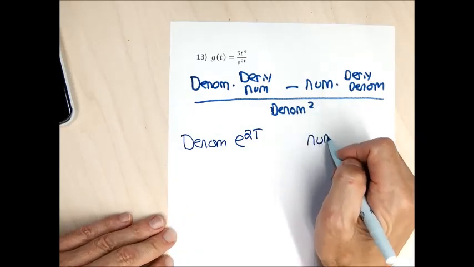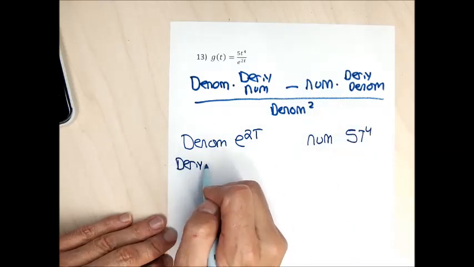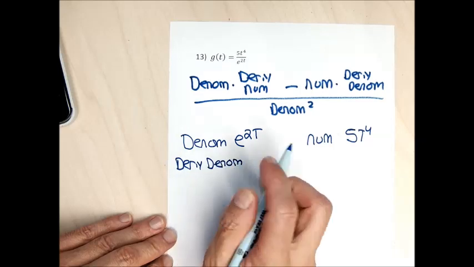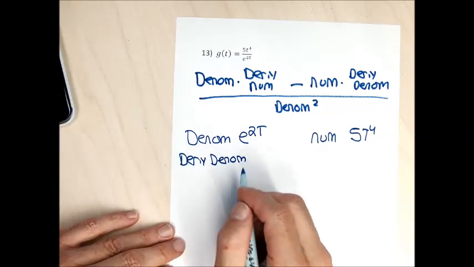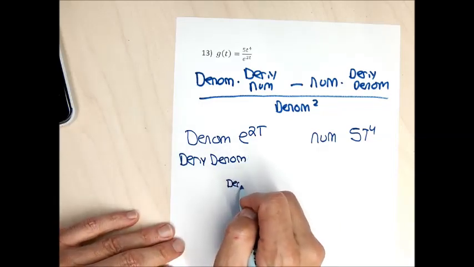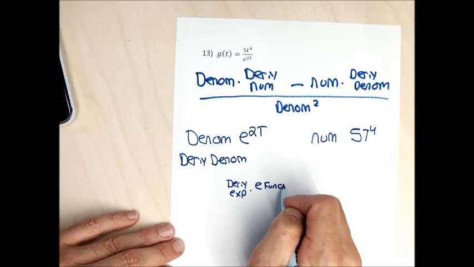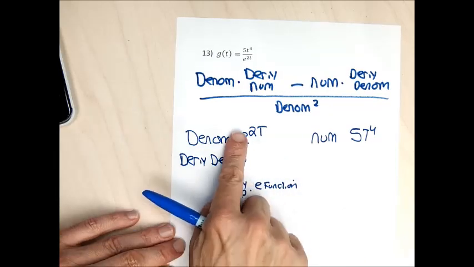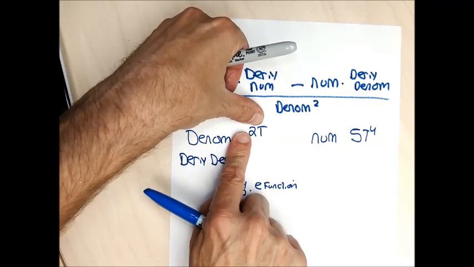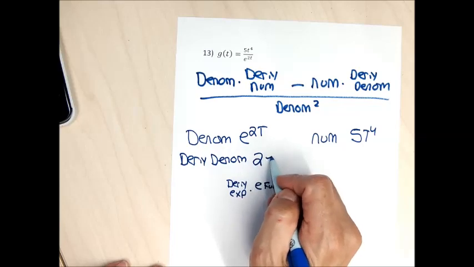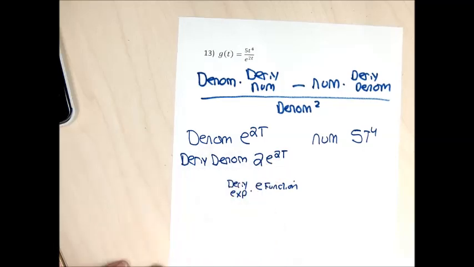My numerator is 5t to the 4th. And I need to do the derivative of each. For the derivative of the denom, it's an e function without a coefficient. So the quick way to do the derivative is just going to be the derivative of the exponent times the e function itself. I'm not subtracting 1 from the exponent. So the derivative of the exponent is just the derivative of 2t. The derivative of 2t is just the number in front of the t, which is 2. And then times the e function itself. So when you're doing derivatives of e's, the exponent doesn't change.